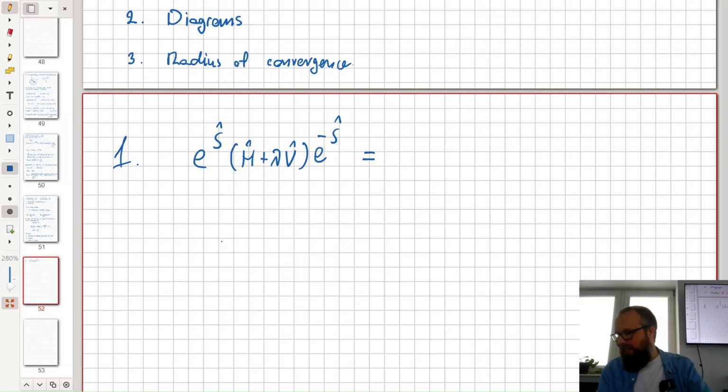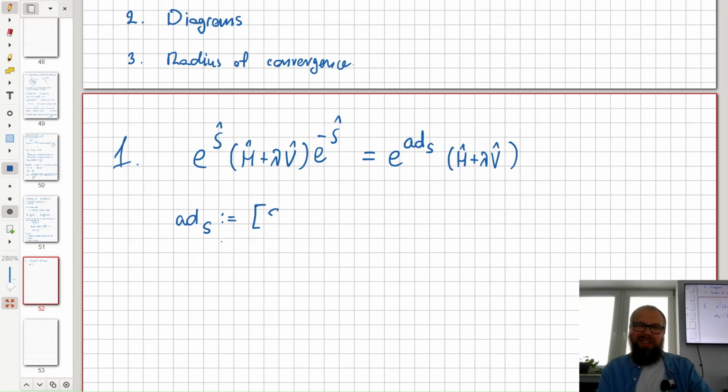So let me write it as e to the ad of S acting on H plus lambda V, where ad is from Lie algebras, it's an adjoint associated with S. What it means is you are taking a super operator that is a commutator with S, the stuff in here.